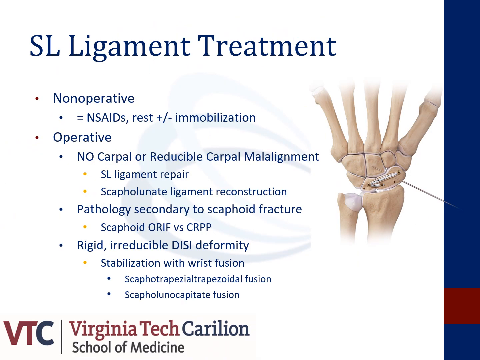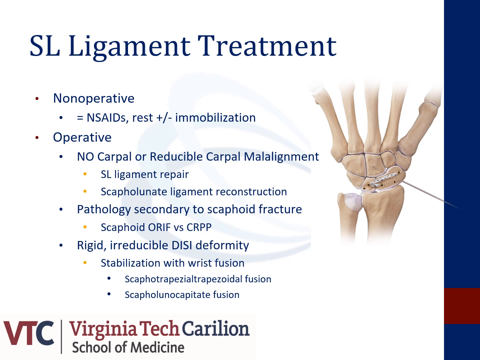There's a spectrum of treatment modalities available for SL ligament injuries. If pursuing non-operative management, that involves NSAIDs, rest, plus or minus immobilization. More often than not, we're considering operative intervention. The first step to determine which treatment modality is to assess for carpal malalignment. Remember, when an SL ligament is injured, it allows the scaphoid to flex and the lunate to extend.